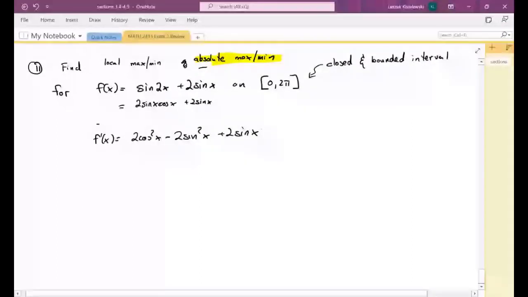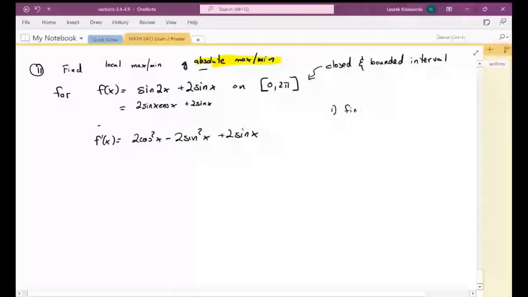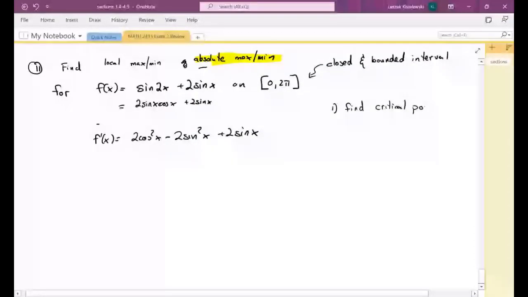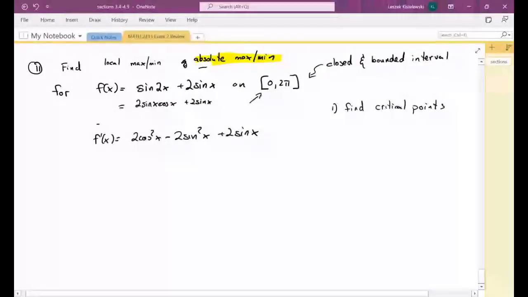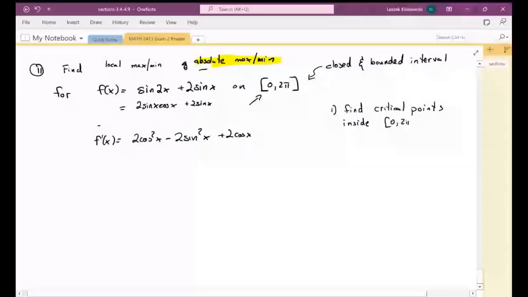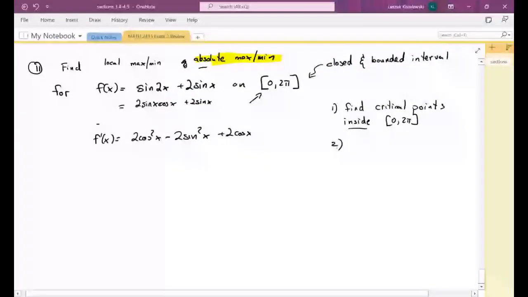Okay, and what are we going to do with that derivative? What is our job? Number one, we're going to find critical values, or critical points, inside the interval that interests us. I think you forgot to differentiate 2 sin x on the right side. Oh yeah, that's right. The derivative of sine is cosine. Thank you. Find critical points inside that relevant region. And then for a closed and bounded interval, we also always have to consider endpoints.